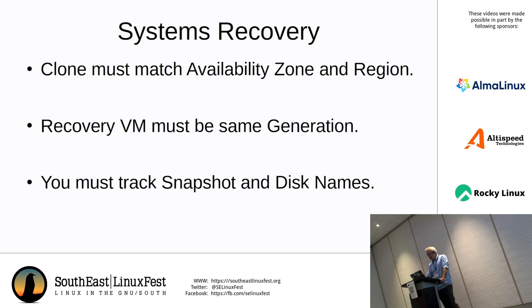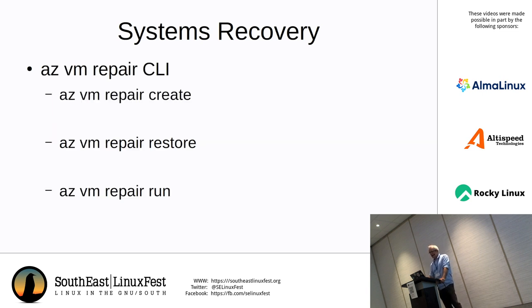So what we can use is the az CLI to recover the machine. The az vm repair command automates the cloning of the OS disk, creates a machine of the required generation on the required availability zone and region, and will attach the problematic disk as a data disk to the recovery VM. And then with az vm repair restore, it will reverse the process and swap the disk for you.